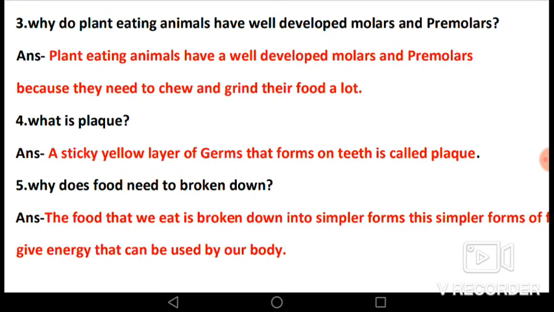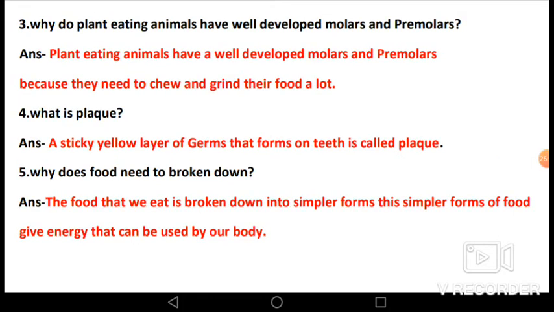Now let's see the fourth question. What is plaque? A sticky yellow layer of germs that forms on teeth is called plaque. We can prevent it by brushing our teeth twice a day.